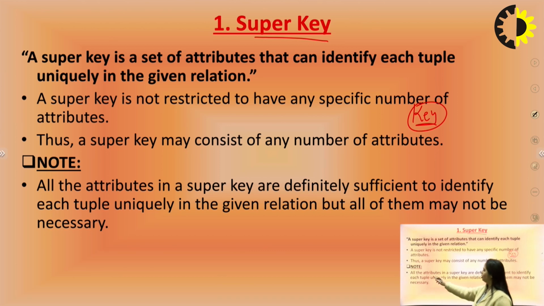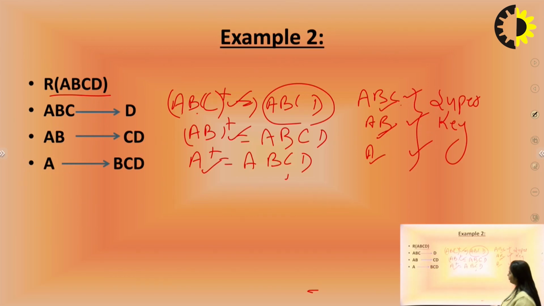Here is a note point that all the attributes in a super key are definitely sufficient to identify each tuple uniquely, but all of them may not be necessary. What does it mean? Let's go back to here. Here we have 3 attributes. So in the first super key A, B, C, with the help of these attributes, I can find out the rest of the attributes. Now, the note point we have studied says that it is not compulsory that each of the attributes is necessary to find out the information.